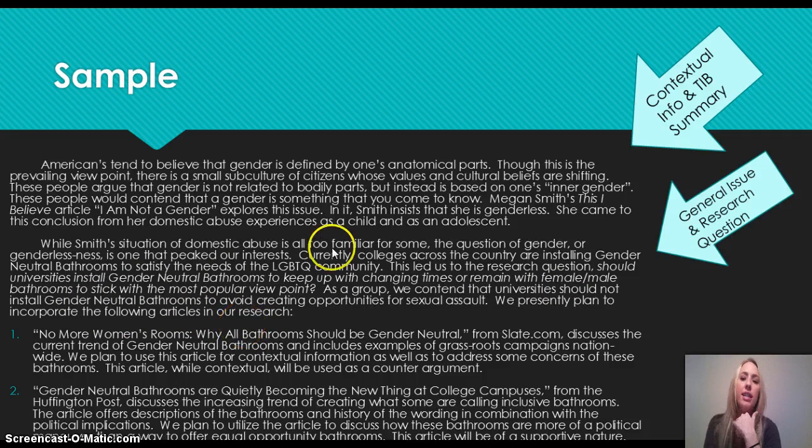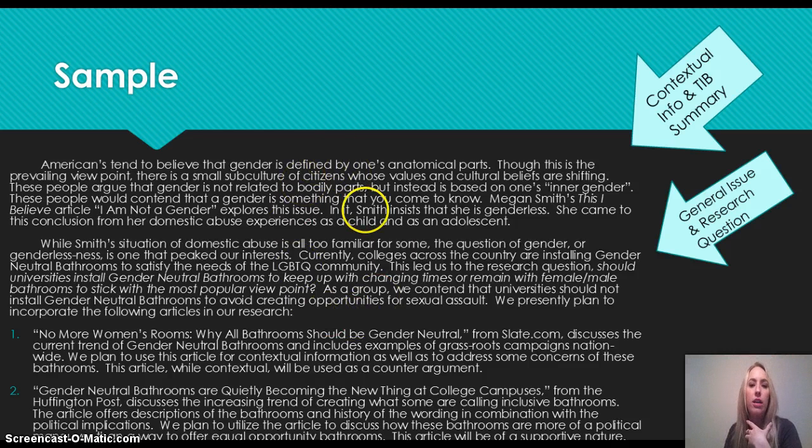So you'll notice that in this paragraph, I connect the This I Believe narrative to the general issue at hand. There's a connection between what Megan is talking about in her article to what's going on in the world, and you see how that gap was bridged there. And then I bring up my research question and my group's answer to that research question.